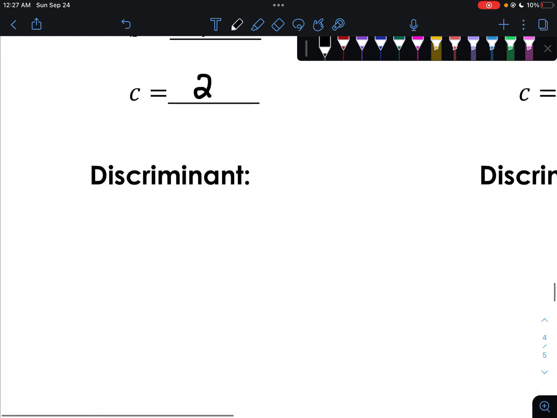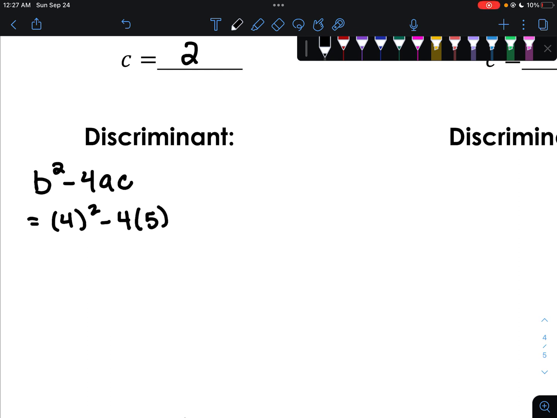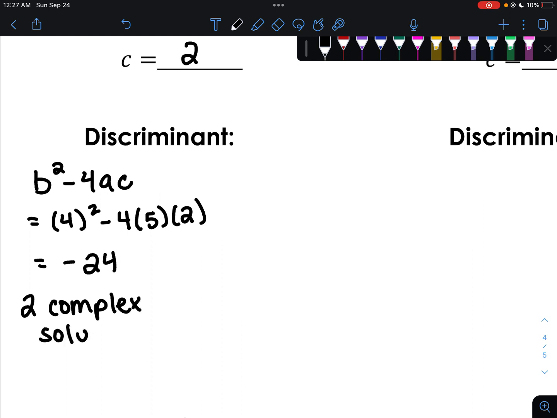Then I want to start by finding the discriminant. The discriminant formula is b squared minus 4ac. If I plug in the numbers, we have 4 squared minus 4 times 5 times 2. When we simplify this, it gives us negative 24. What this tells us is we're going to have two complex solutions, which means we're going to have imaginary numbers in our answers, so we're going to have i's.